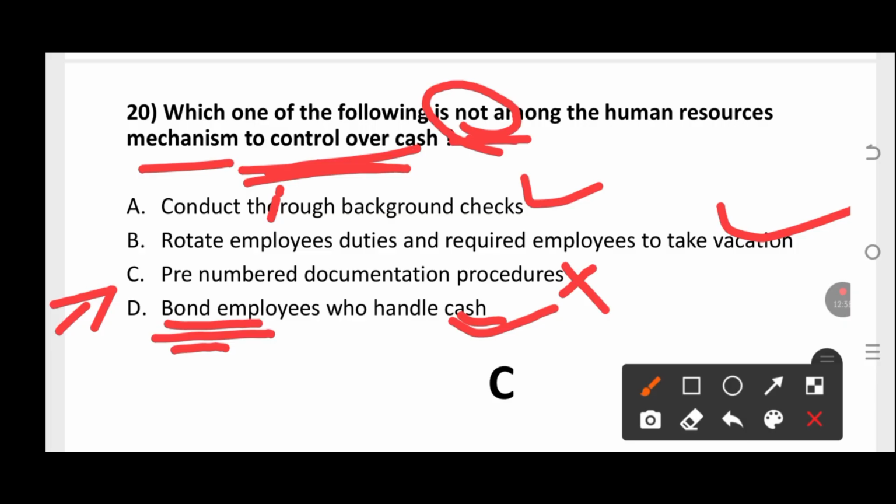So the correct answer is the one which is not a subset of human resource mechanisms to control cash. That is choice C, pre-numbered documentation procedures. Okay, thank you. This is the correct answer, which is not included in the human resource procedures.